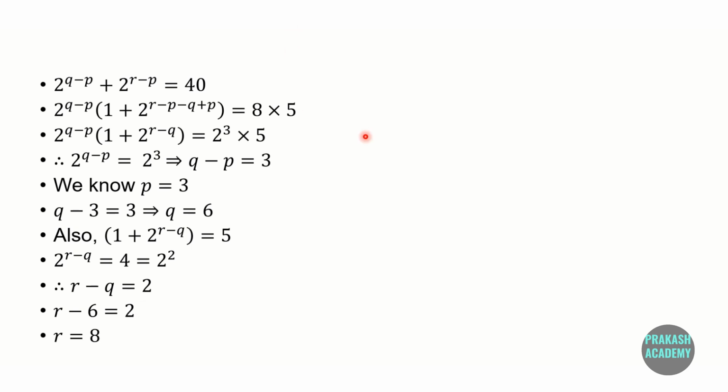So now we have solved for P, Q, R. P is 3, Q is 6 and R is 8. You can check this condition is still satisfied, that is P is less than or equal to Q and Q is less than or equal to R. This means R is the largest number and P is the smallest number.